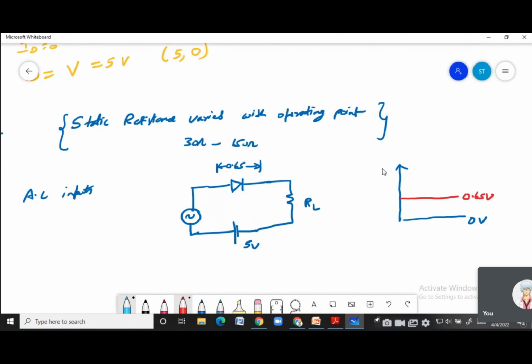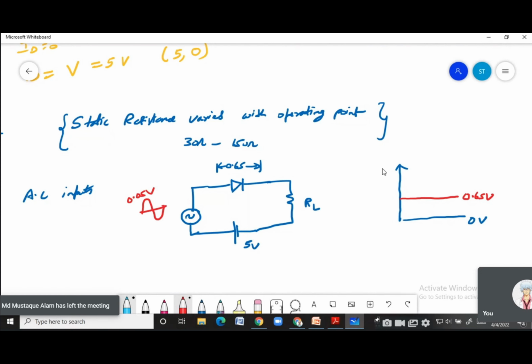What does it mean? It means I'm saying that the voltage across the diode is a certain DC value, which is 0.65 volt. Now let this AC be applied externally, such that its peak value is 0.05 volt.